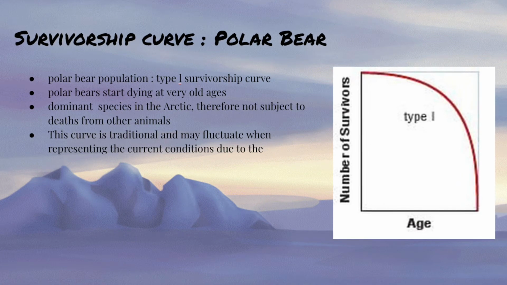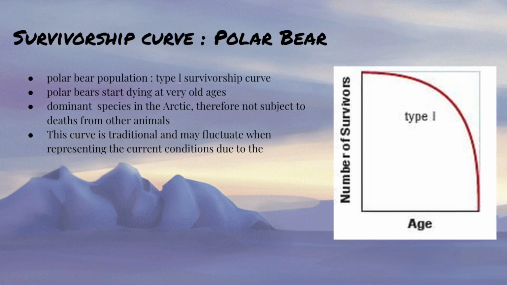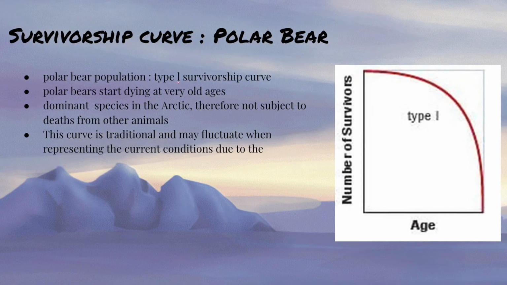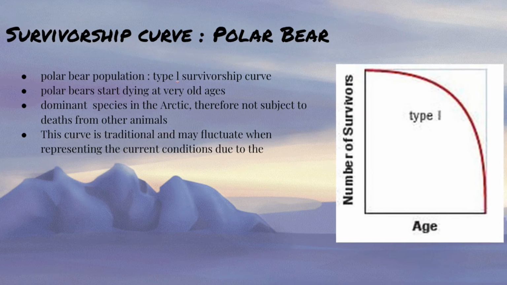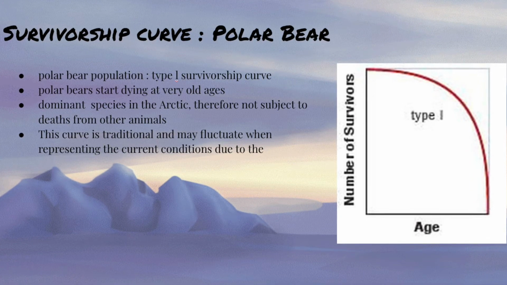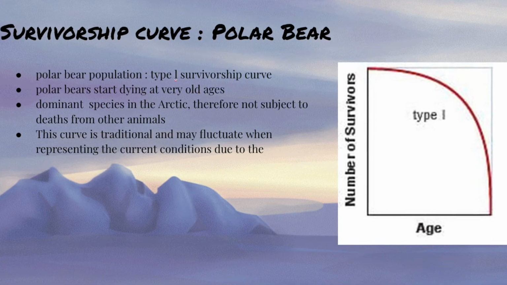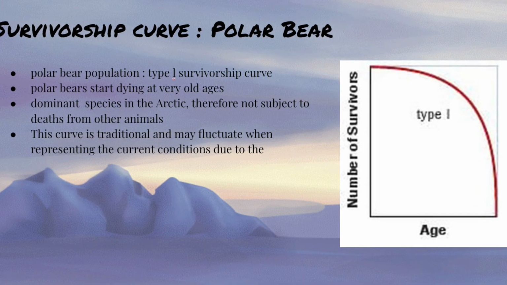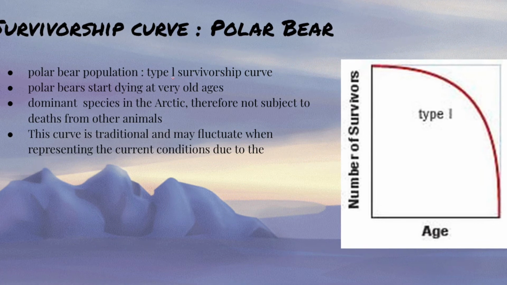The survivorship curve is a graph showing the number or proportion of individuals surviving to each age for a given species or group. The polar bear population is represented by a type 1 survivorship curve. Type 1 or convex curves are characterized by high age-specific survival probability in early and middle life, followed by a rapid decline in survival in later life.